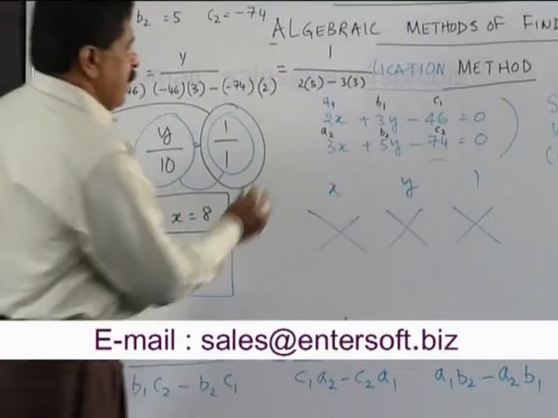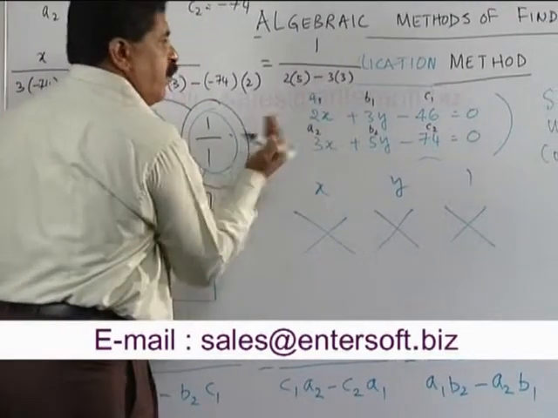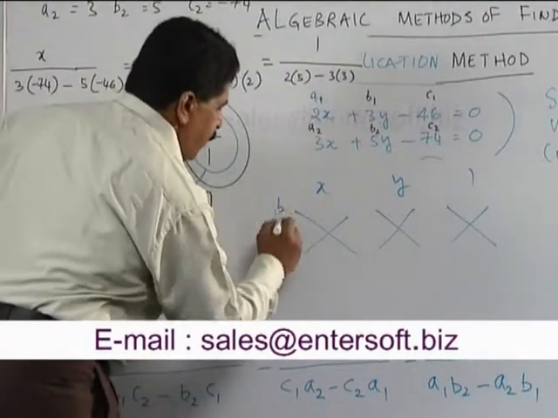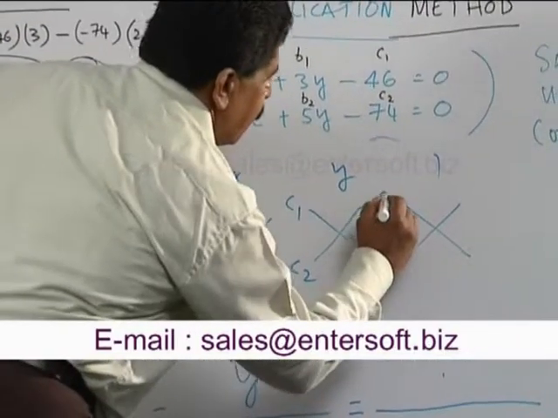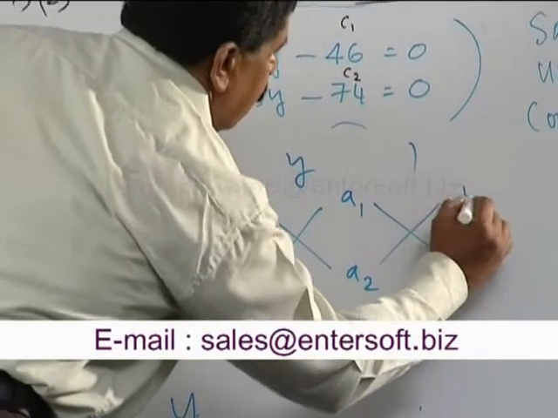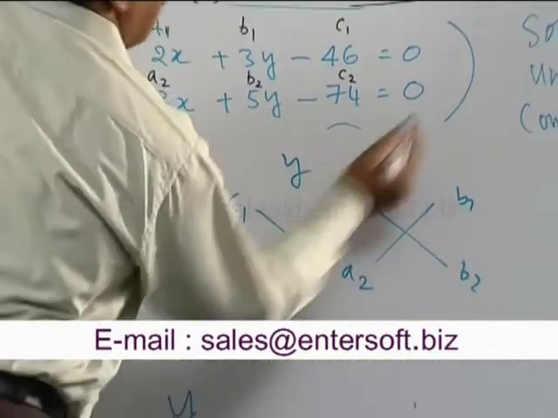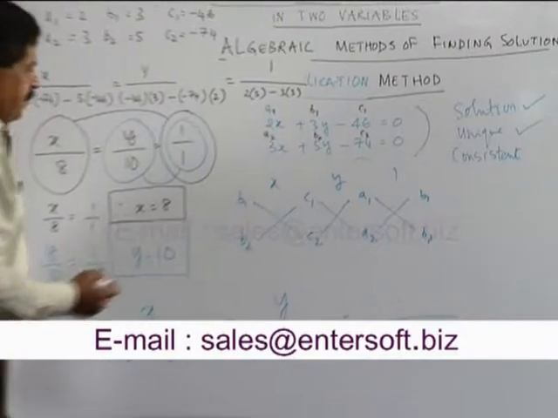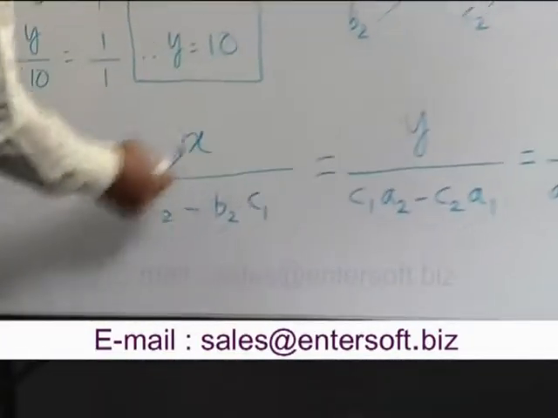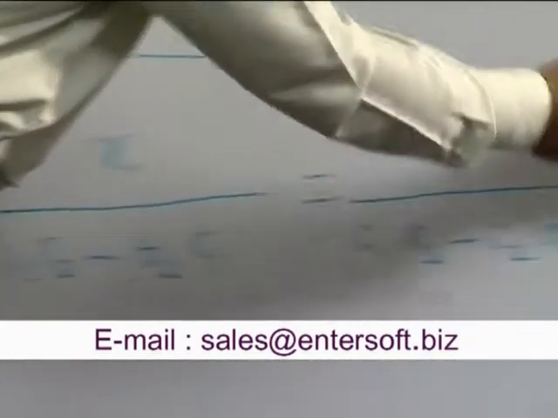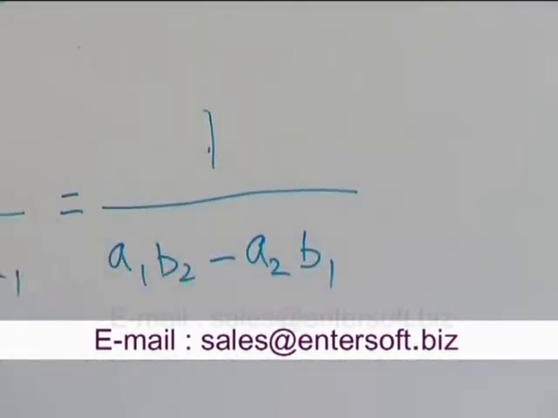Now what did I say? You don't write a1, a2 first, start with b1, b2. So b1, b2, c1, c2, a1, a2, b1, b2. Go in that cyclic order, and then from this you get this expression: x divided by this, y divided by this, and 1 divided by this.